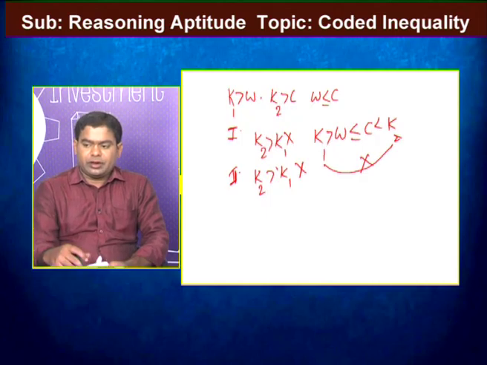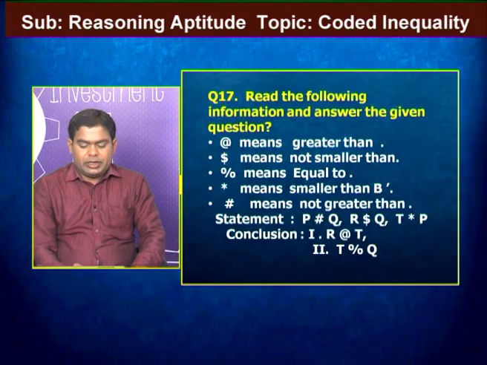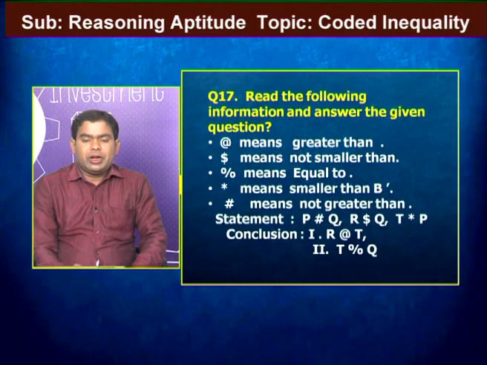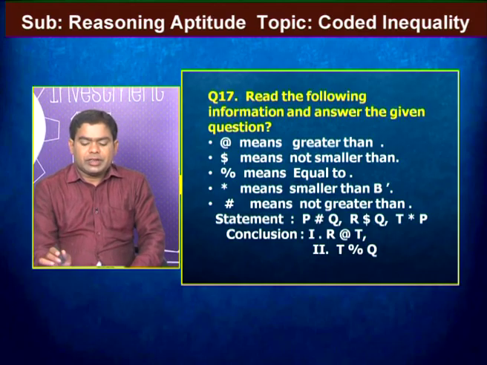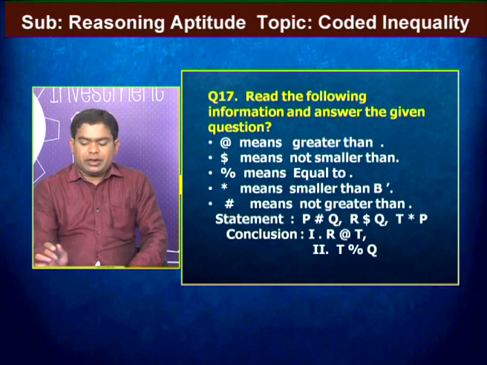Neither one nor two option. So here, P hash Q, R dollar Q, T star P. This is the statement. Conclusion 1 is R at the rate T. Conclusion 2 is T percentage Q. So here we apply the inequalities for the given statement and given conclusions. After that we combine the given statement and verify the given conclusions.